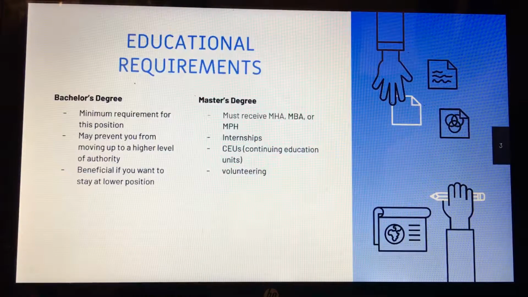Internships are important because when you apply for a job, they want to see that you have already had experience in the field, and that sets you apart from other people who are also applying for the same job. Work experience can also be collected through volunteering or working for free in medical settings. Again, this will set you apart from other people who have not yet achieved a master's degree or haven't done volunteering or CEUs.